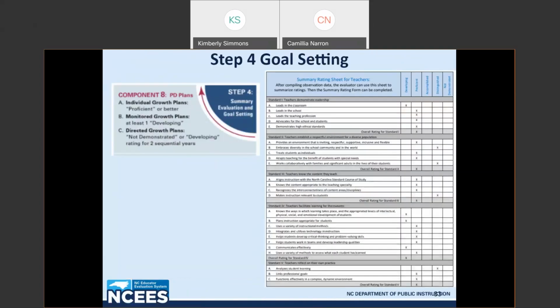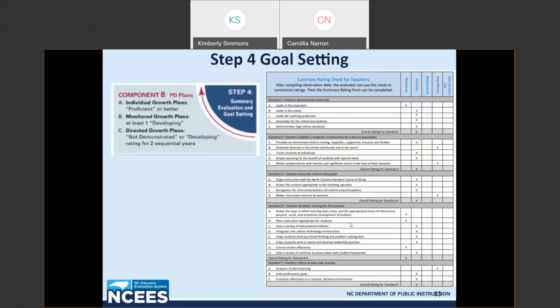And then finally, we have component 8, which is the PD plans, and this is the second part of step 4, the goal setting. And you see to the right, we have a completed summary rating sheet for teachers. We must determine which of the PD plans the teacher will complete for the next school year. And we have individual growth plans. That means that the teacher was proficient or better on all of the standards 1 through 5. For the monitored growth plans, the teacher had at least one developing, and for a directed growth plan, the teacher may have been rated not demonstrated or developing for 2 sequential years.